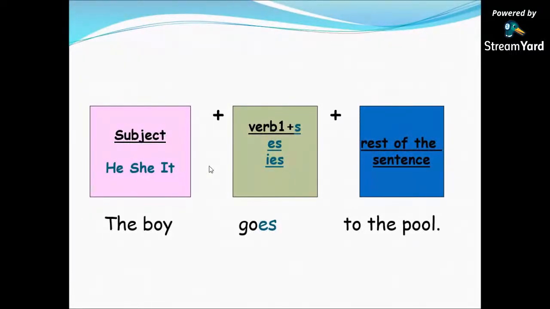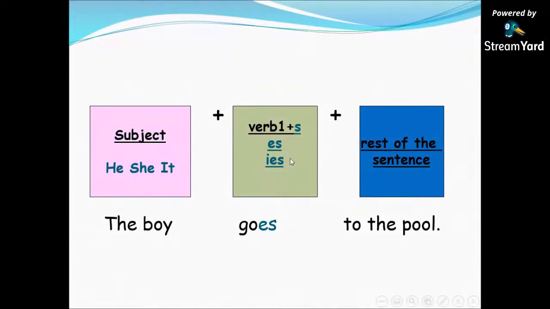And as you can see, the verb here suffered a little change. It is because every time that we are talking about a third person, the verb in simple form is going to suffer a modification. We're going to be adding an S, an ES, or an IES ending.